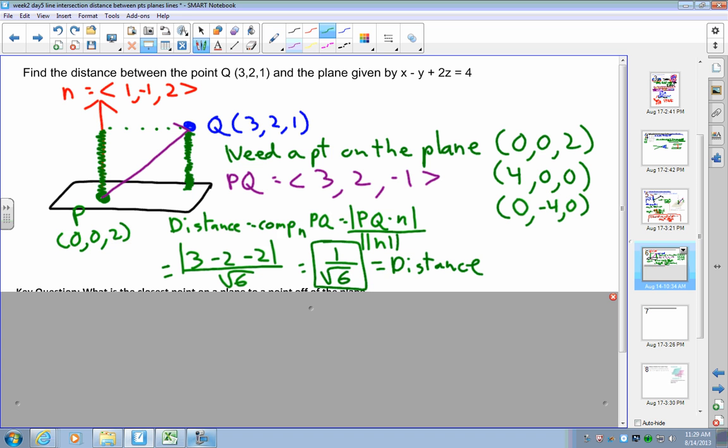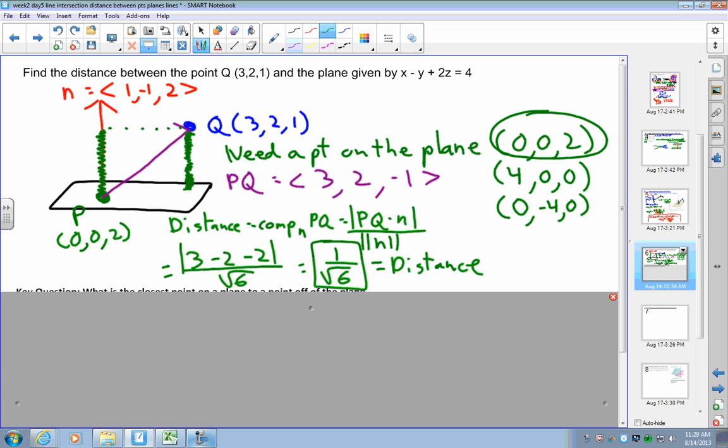Okay? I like drawing the picture because it helps me figure out what things I need. I needed a point P, and any one of those points would have worked. I just happened to use this point. And with that picture, it helps me orient why the formula is what it is.